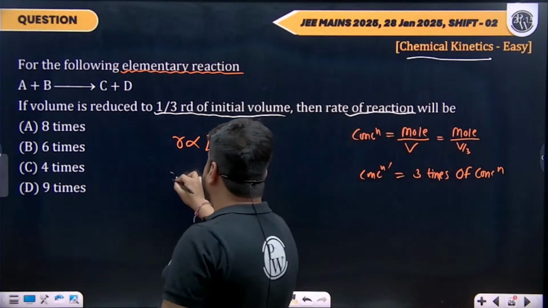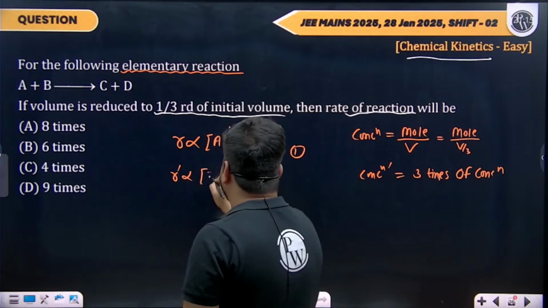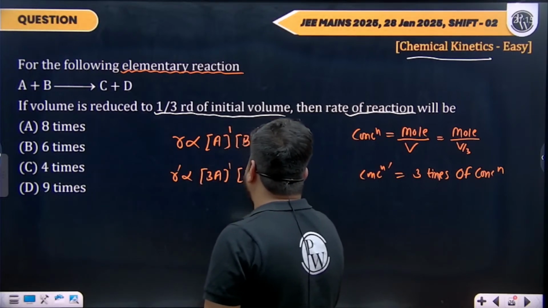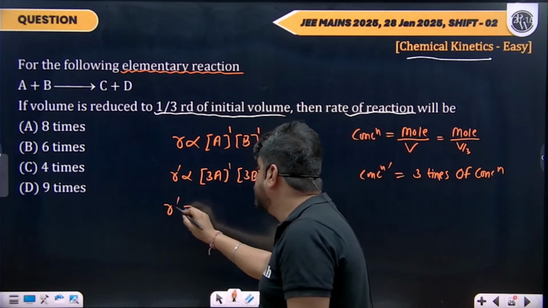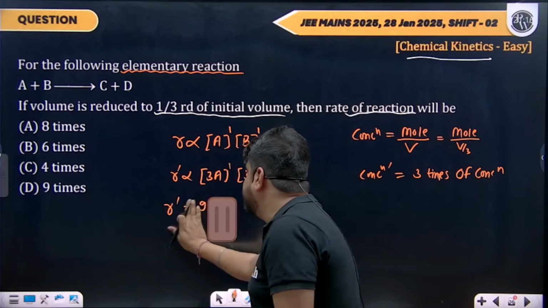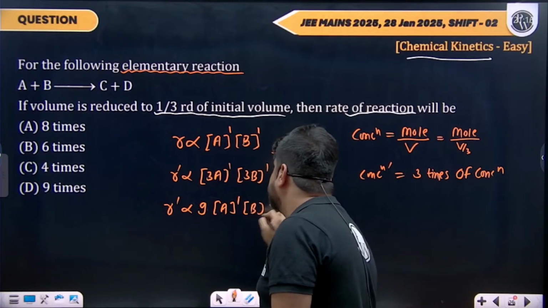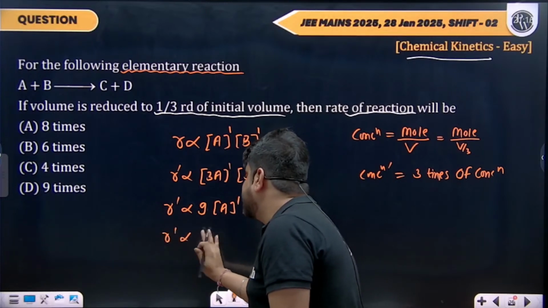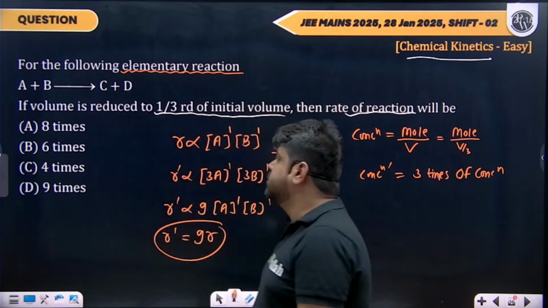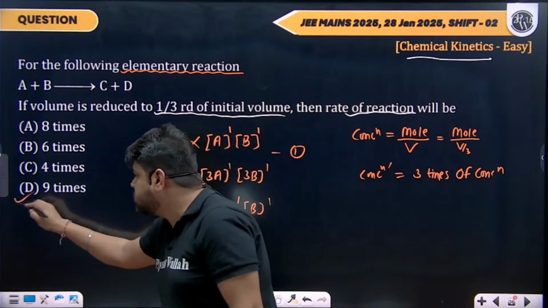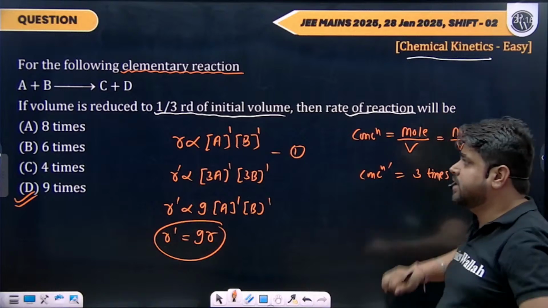So now we will put concentration of A as 3A and concentration of B as 3B. So the new rate will be 9 times the initial rate. This question is asked from chemical kinetics, and it is also from the easy section.